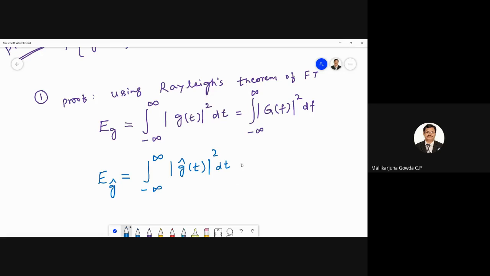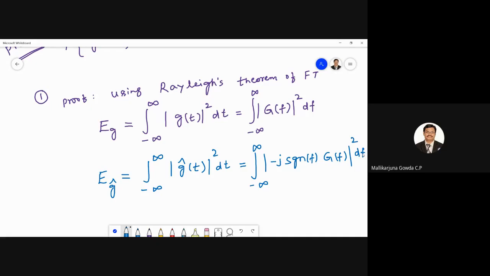So we know what the Fourier transform of ĝ(t) is, right? Which is equal to what? The integral from minus infinity to infinity of |−j sgn(f) G(f)|² df. That is the Fourier transform of ĝ(f) squared. See, I am not writing any new equation. It's already known facts only that I am writing here, right?